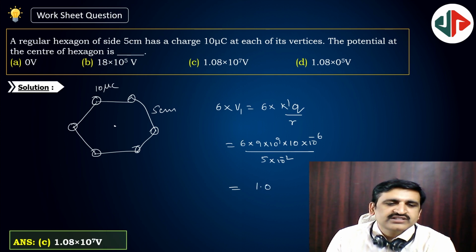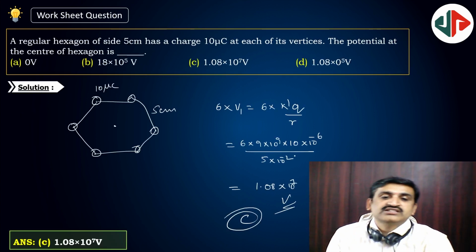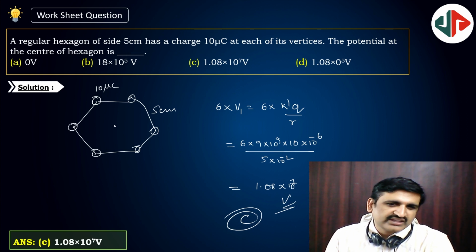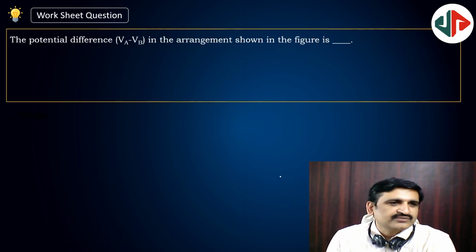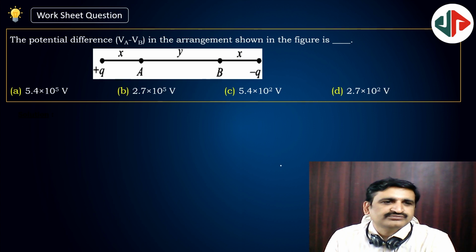That is 1.08 into 10 to the power of 7 volt. Option C. Next. Let me check. This 10 power minus 2 will come up. 10 power minus 2. Minus 2, 1, 3. 3, 9, 12. 12, 6, 6. Oh yeah, correct. Next. Potential difference VA minus VB in the given arrangement is equal to what is shown in the figure.